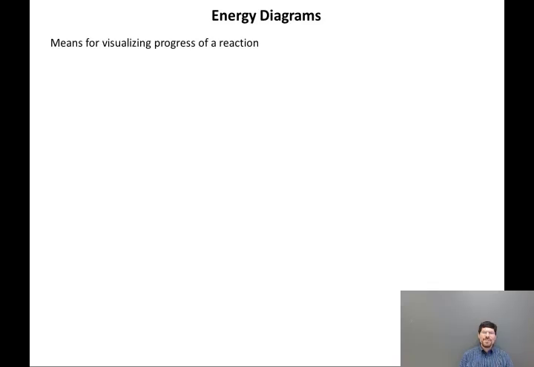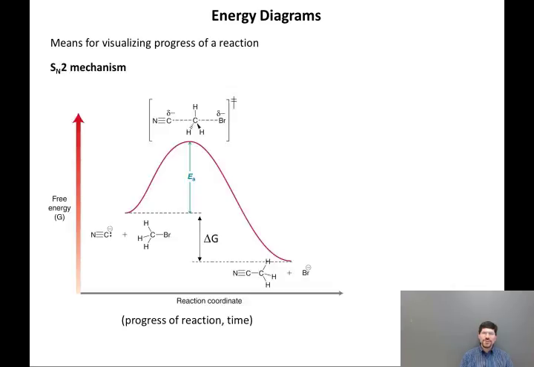An energy diagram is a device that chemists use as a means for visualizing the progress of a reaction. So here's what the energy diagram looks like for the SN2 mechanism. On the y-axis is free energy or potential energy, and the x-axis is what we call reaction coordinate. That's a fancy name. What I like to use instead of reaction coordinate is either progress of reaction, or actually time is another expression that would be appropriate there.